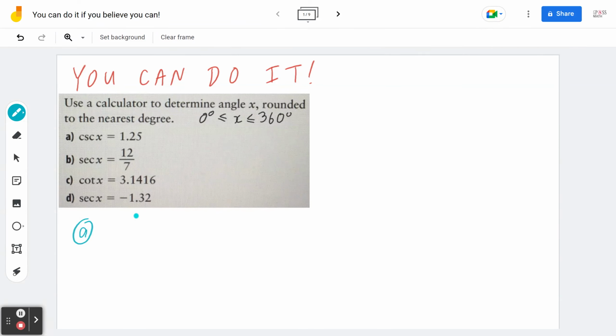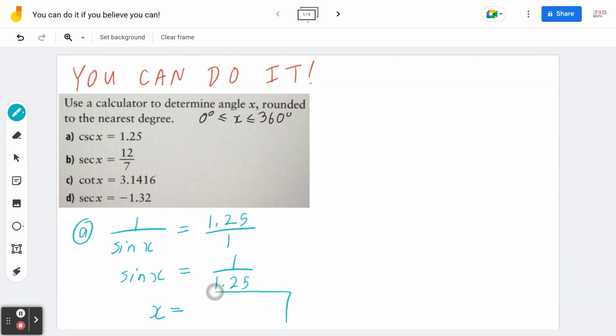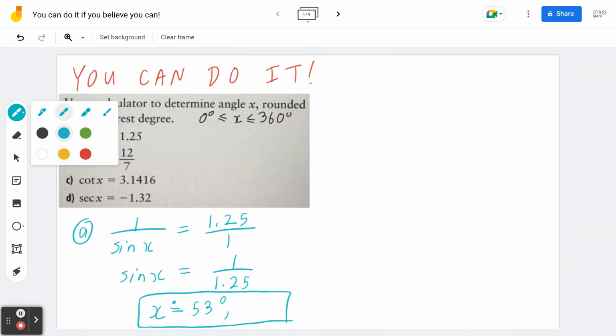Be mindful, cosecant x is the same as saying 1 divided by sine x. So you can write down 1 divided by sine x is 1.25 divided by 1, or if you take the reciprocal of both sides, sine x equals 1 divided by 1.25. Now again, there are two answers, which we're going to show you in a moment. Grab a calculator, take the inverse sine of 1 divided by 1.25. This will give you approximately 53 degrees.